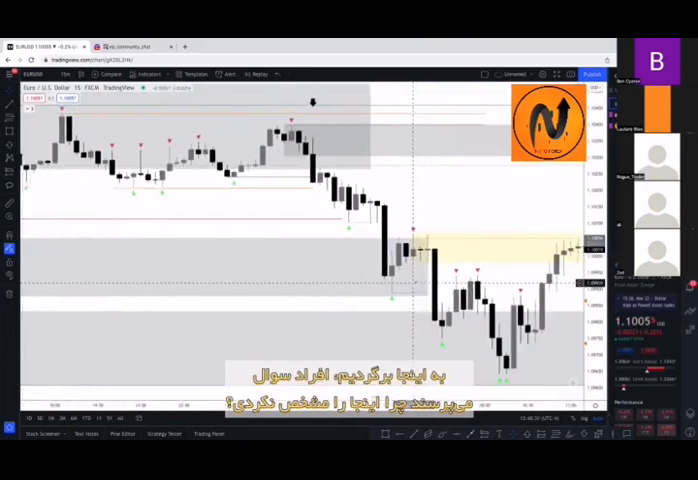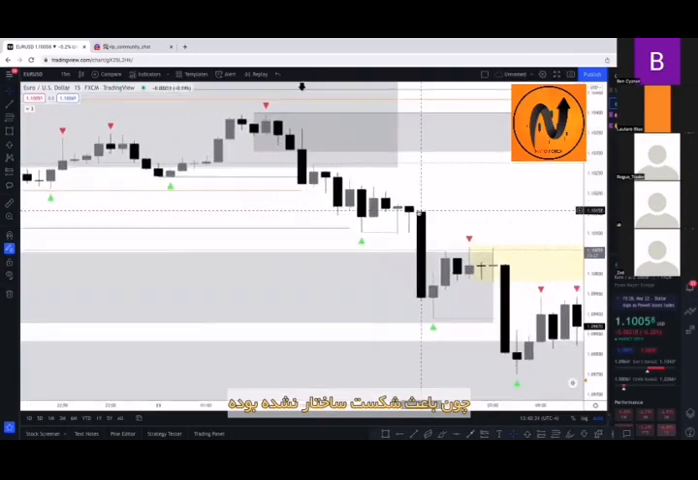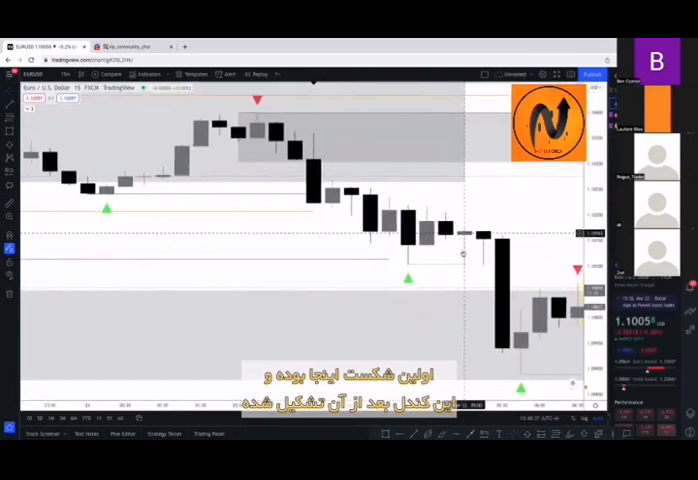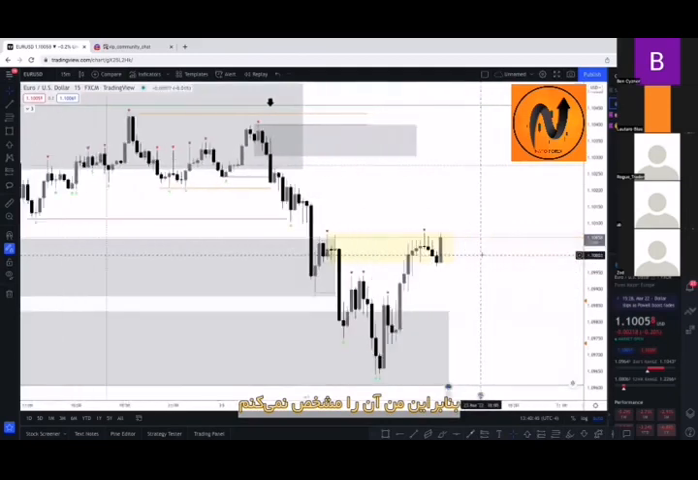Coming over here, people are like, why didn't you mark this? And this caused a break of structure. It did not cause the break of structure. Our first break was right here. This came after. This didn't cause the break of structure. So I'm not even going to mark this in.